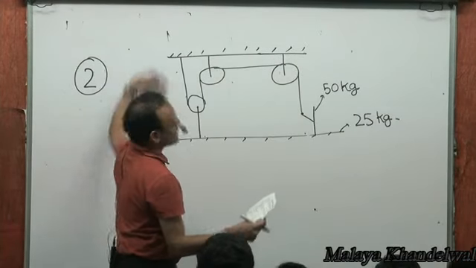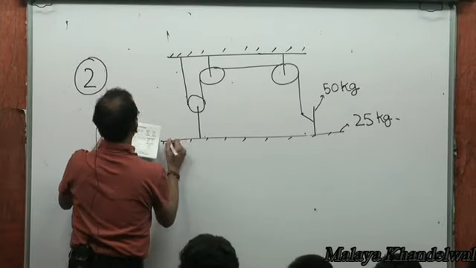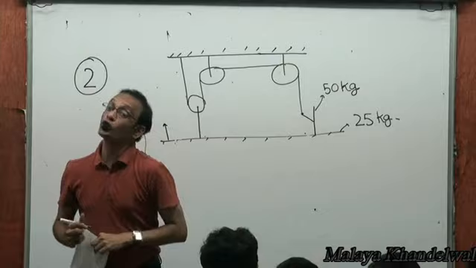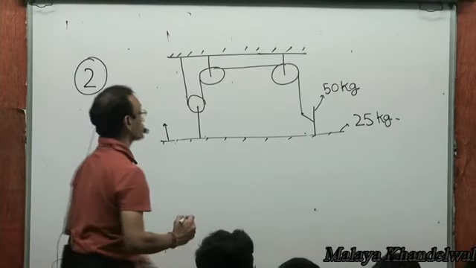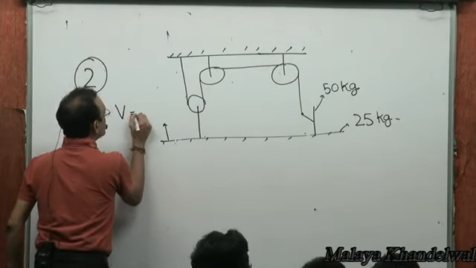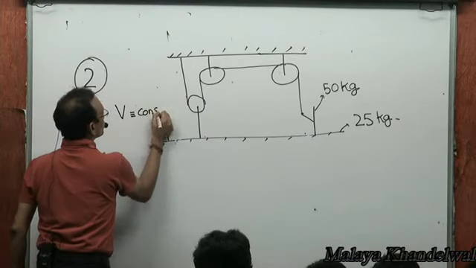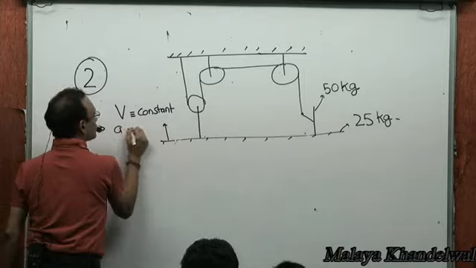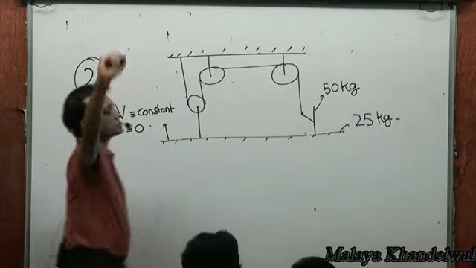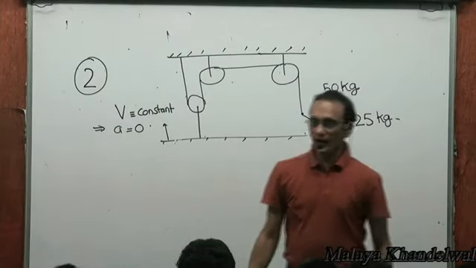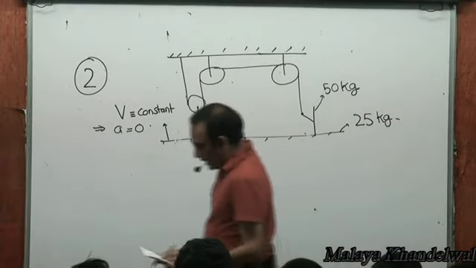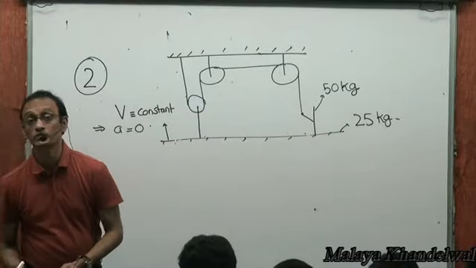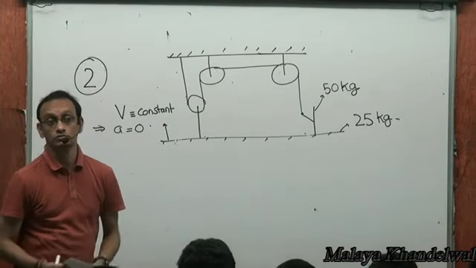The platform moves up at a steady rate. Now what is it that I mean by a steady rate? Means constant velocity. V equal to constant, or acceleration is 0. Right? I want to be able to find the force with which the person pulls the rope.